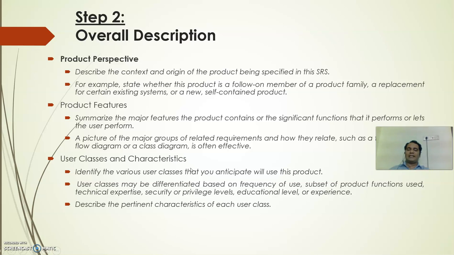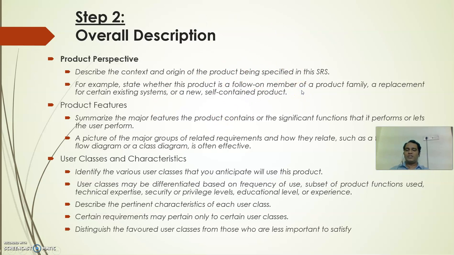Describe the pertinent characteristics of each user class. Certain requirements may pertain only to certain classes, as I was discussing earlier. Distinguish the favored user classes from those who are less important to satisfy. There might be many user classes, and you may not need to satisfy all of them, so you need to identify them.